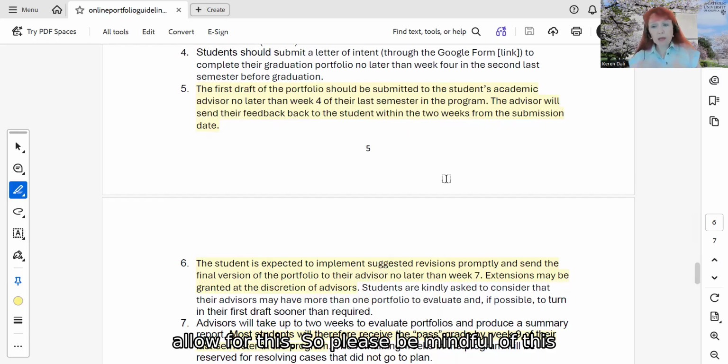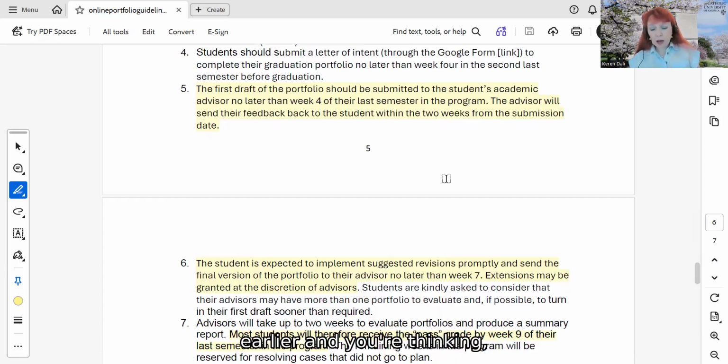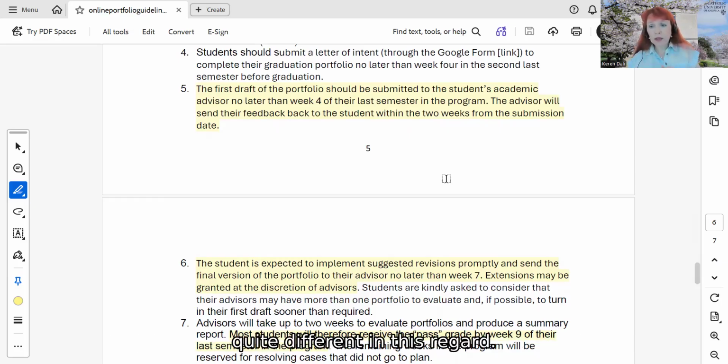So please be mindful of this change, especially if you started the program earlier and you're thinking, okay, I don't know what to do, comps or portfolios. Quite different in this regard. If you're not clear, talk to the department chair, talk to your advisor, clear it out.